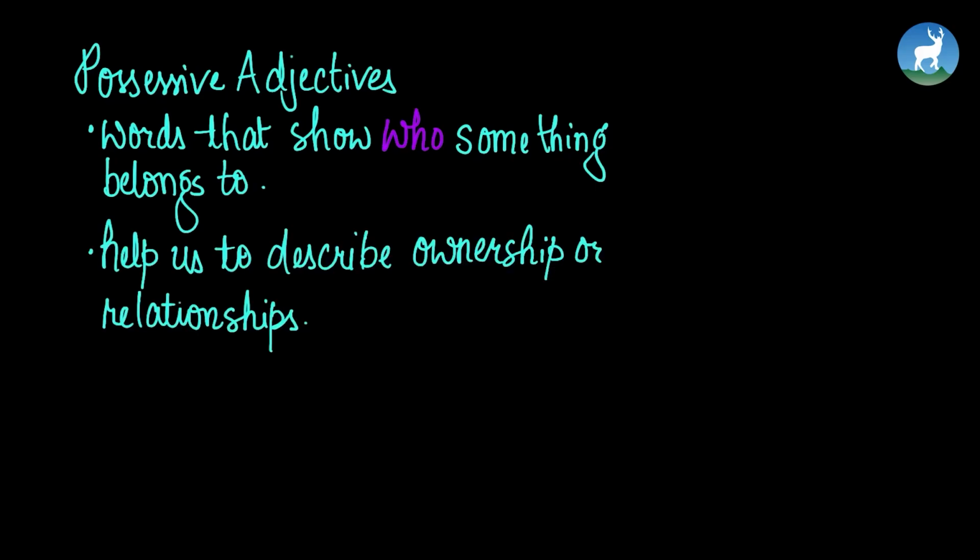For example, if we take a sentence, this is my book. Here, my is a possessive adjective. Why? Because it shows that the book belongs to me. Moving on with some more examples, let's take another example. So, here we have a sentence that says, his toy is red. Here, the word his tells us that the toy belongs to him. So, his is a possessive adjective.